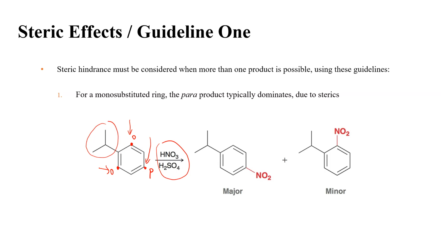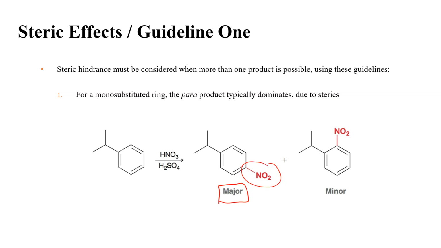So because it's bulky, it's taking up a lot of space. It's kind of crowding the ortho positions for substitution. So the ortho positions are a little crowded for functionalization. We'd rather have the para position that's more sterically available to functionalize. And therefore, usually if you're debating between ortho and para, you usually get the para product as the major product.